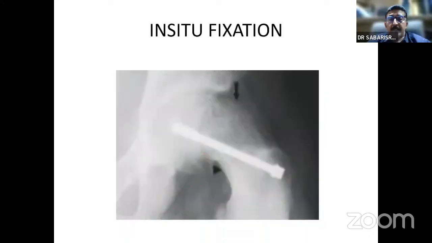So the treatment of slipped capital femoral epiphysis is actually in situ fixation. That means in mild to moderate slip, you don't reduce the slip. Why? Because if you reduce the slip, there is always a chance of avascular necrosis, and you will be making the head worse. I mean, in future, the patient will develop arthritis. So you don't want that. So you accept the slip and you do in situ fixation.